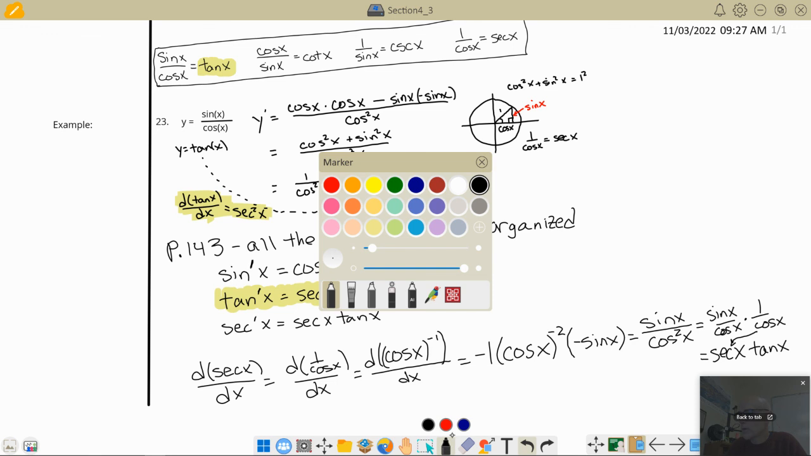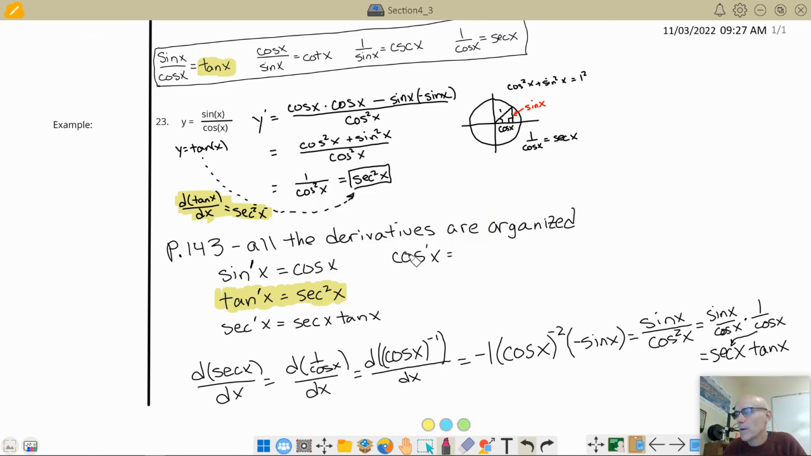I just proved that the derivative is secant x, tangent x, for the secant function, right? That's the derivative of the secant function. So look, I'm not going to do that for every one of these functions over here. It's all on page 143, right? But it might be wise for you to color code it like I'm doing in some way, in your notes.